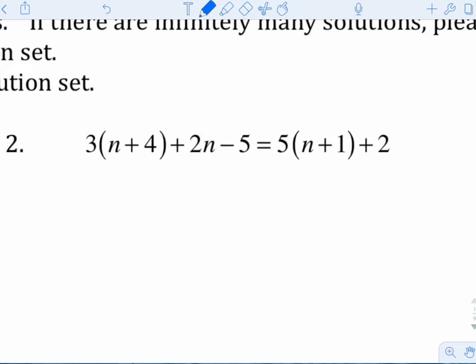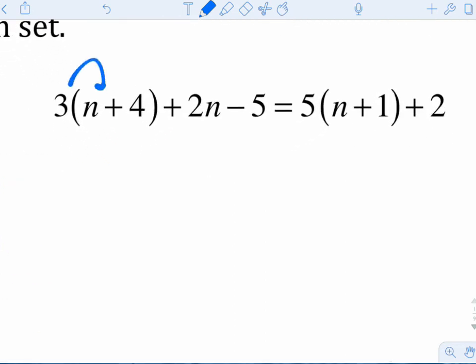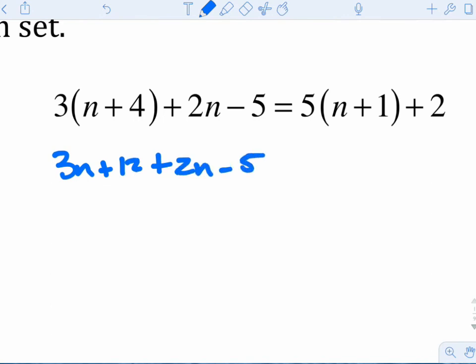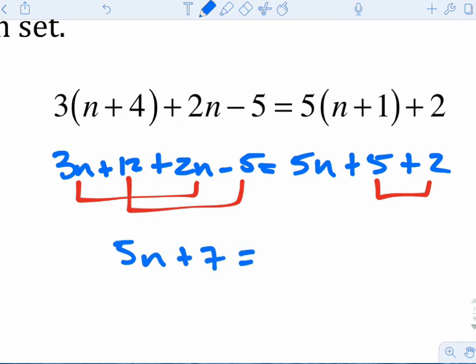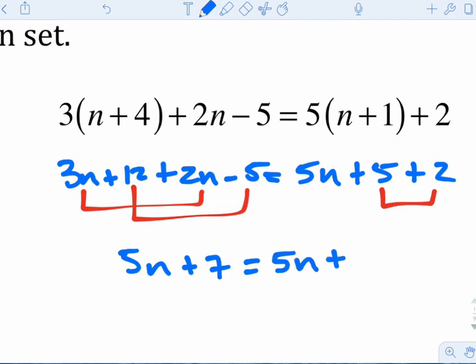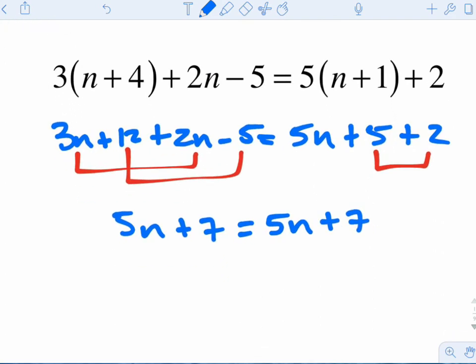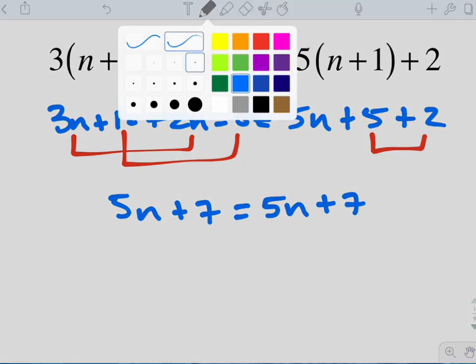All right, proceeding on. Same idea here. I'm going to distribute this 3 and distribute this 5 before we do anything else. So we've got 3n plus 12 plus 2n minus 5. Got a lot of stuff going on there. 5n plus 5 plus 2. I'm going to collect my like terms here. So I'm going to collect the 3n and the 2n, the 12 and the -5. Collect those guys as well. Just a good idea before we do anything else. We got 5n plus 7 equals, ooh, very interesting. 5n plus 7. Immediately we might be thinking, something weird's going on here. The left side of the equation and the right-hand side of the equation are exactly the same.